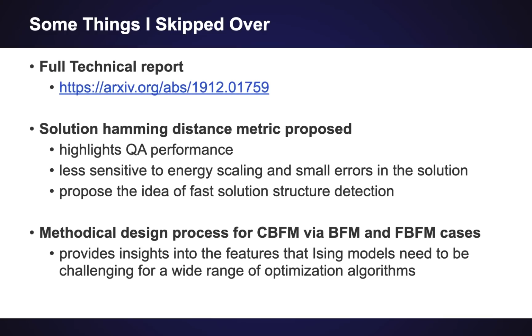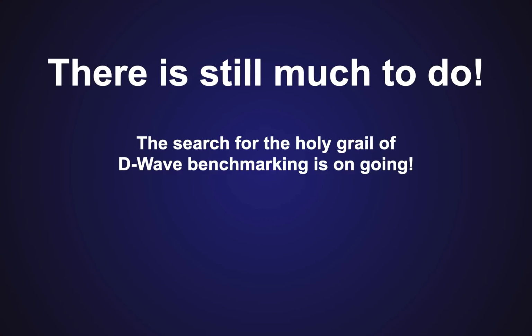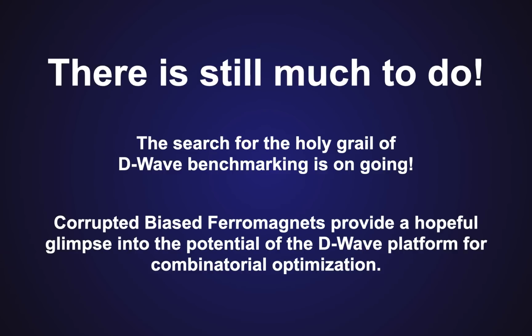There's also a very nice methodological process in the paper where we build up the CBFM instance from biased ferromagnets and frustrated biased ferromagnets that can provide some insights into what features are required for Ising models to be challenging on a wide range of optimization algorithms. So I'll just finish up with that there is still much to do. The search for the holy grail on DWave benchmarking is still ongoing, but we hope that these corrupted biased ferromagnets provide a glimpse into the potential that the DWave platform can have for combinatorial optimization.